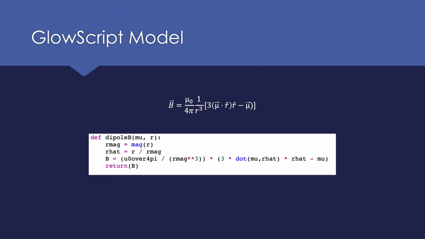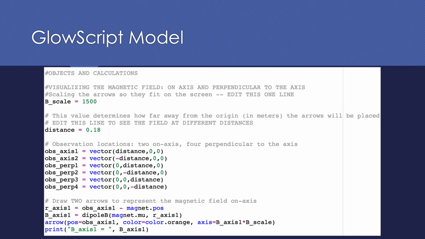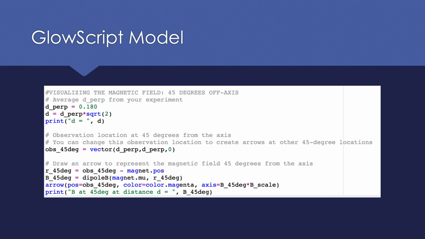This equation gives the magnetic field of a dipole in terms of the dipole moment and r hat. It is modeled by the dipole B function shown here to calculate the magnetic field vector for each of the arrows. Here's the code that creates the arrows and displays the calculated magnetic field vector at various locations. The last 4 lines are repeated for each arrow in the model. This code is for the off-axis arrow and is very similar to the previous slide, but uses the perpendicular distance.